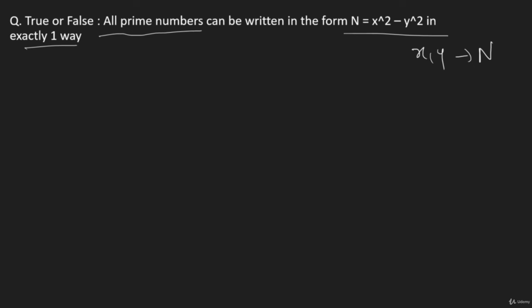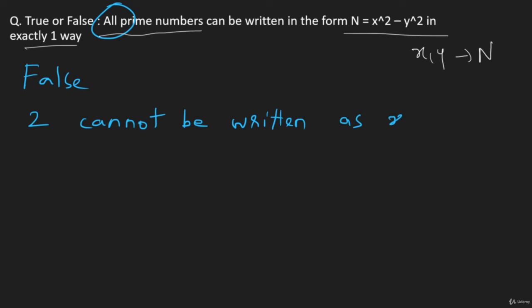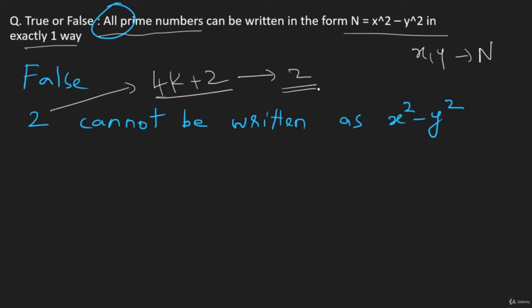Let's do it together. Over here, it's mentioned that all the prime numbers can be written in the form n is equal to x square minus y square. Therefore, it's wrong because 2 is also a prime number, and 2 cannot be written in the form x square minus y square because we have seen 2 is in the form 4k plus 2, right? If you put k is equal to 0 over here, you will get the value 2, right? Therefore, 2 cannot be written in the form x square minus y square.